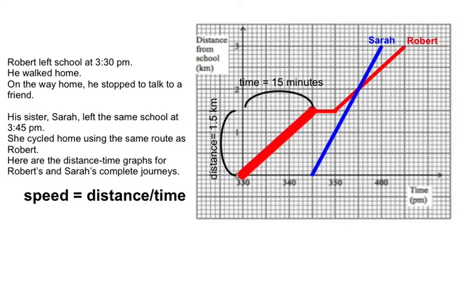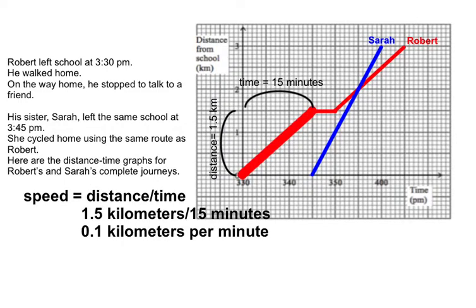Now using these two numbers, the distance is 1.5 kilometers and the time is 15 minutes, we just divide them to find the speed that Robert was going for this first part of his trip. So you're going to do distance divided by time. If you do that math, 1.5 divided by 15 is 0.1 kilometers per minute. That is how fast Robert was traveling for the first part of his trip.